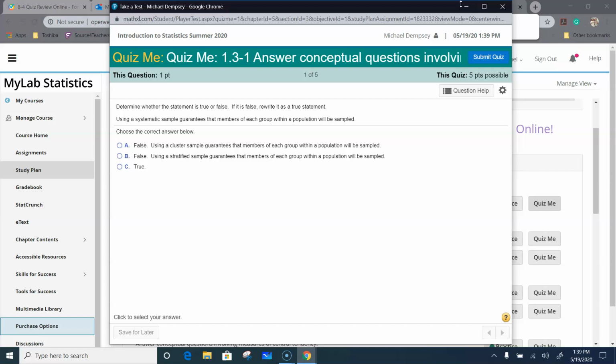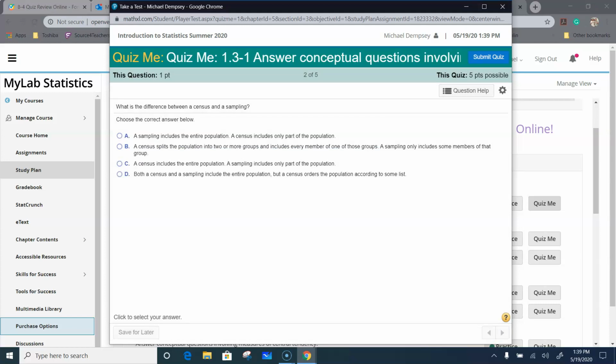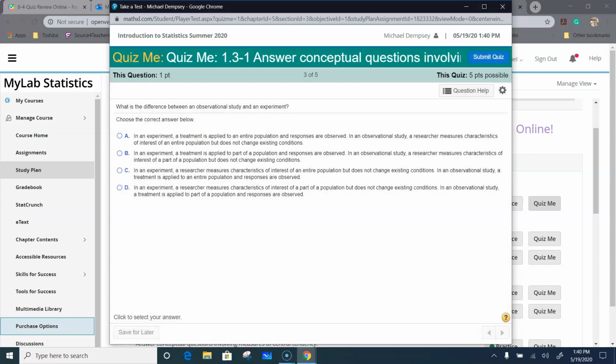So that is definitely false, right? We're just counting every 15th person that comes through somewhere. But stratified is where we break the population up into groups that have similar characteristics, and we take samples from each and every group. Okay, what is the difference between the census and the sample? So the census is what includes the entire population. Sampling, we try to get a representative portion of the population. We only get a part of it.